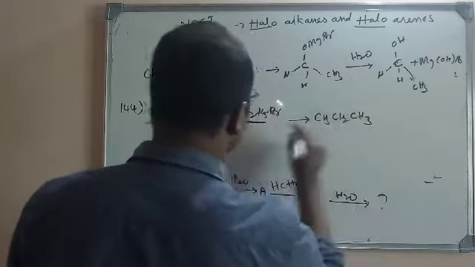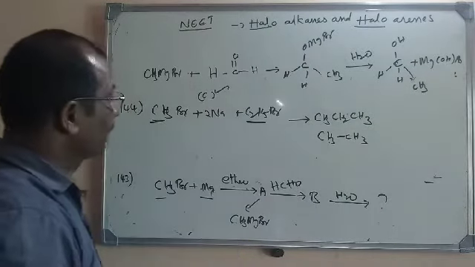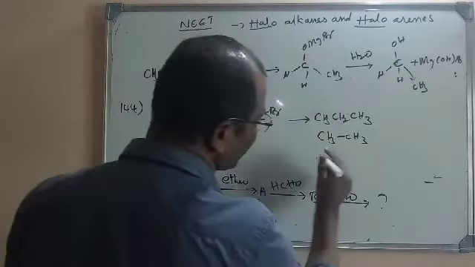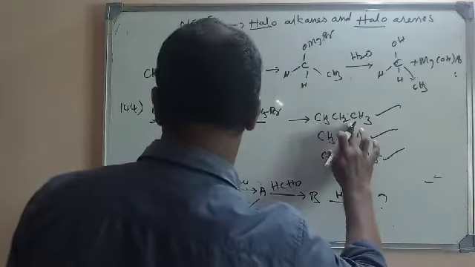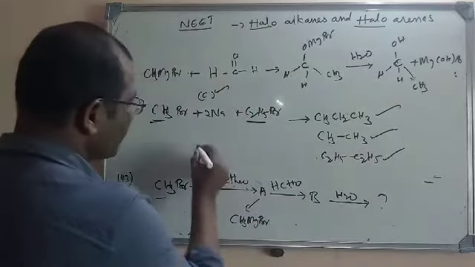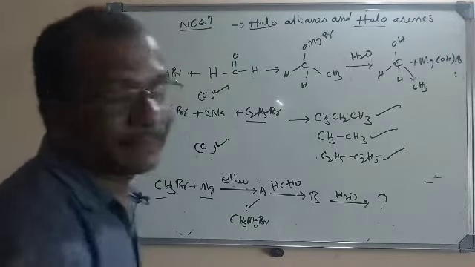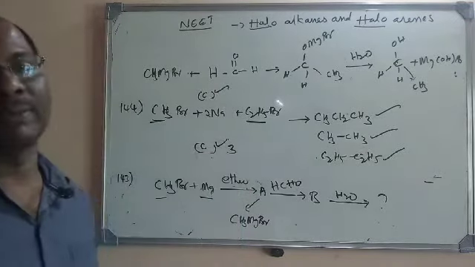If two methyl bromides are combined, what will we get? CH3CH3. If two ethyl groups are combined, what do we get? C2H5 and C2H5, nothing but butane. This is butane, this is ethane, and this is propane. So three types of products are obtained here. So what is the option? C, that is 3, the number of types of alkanes formed here.